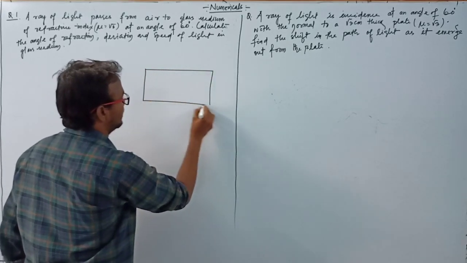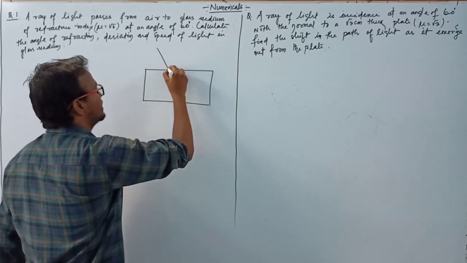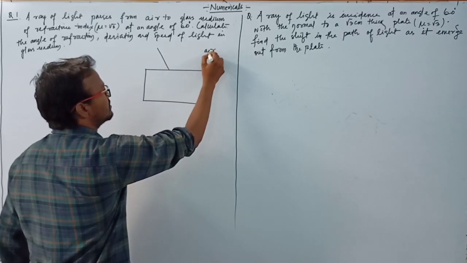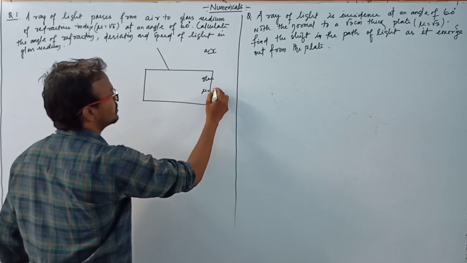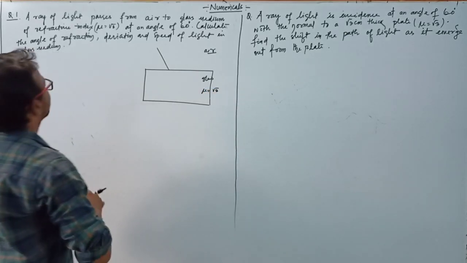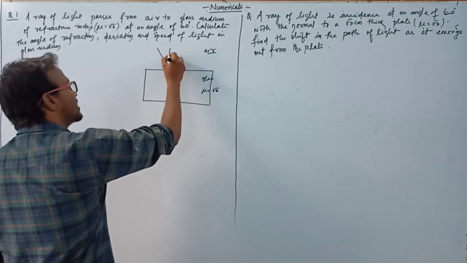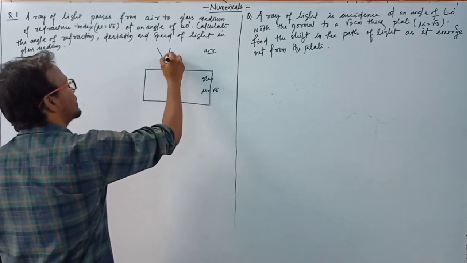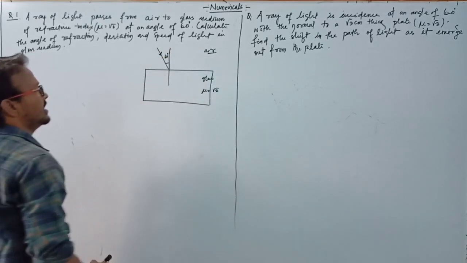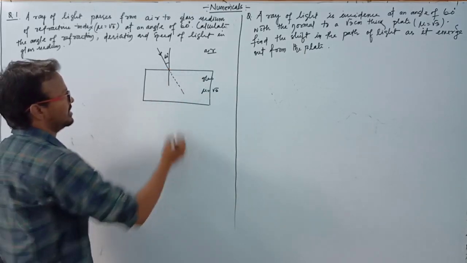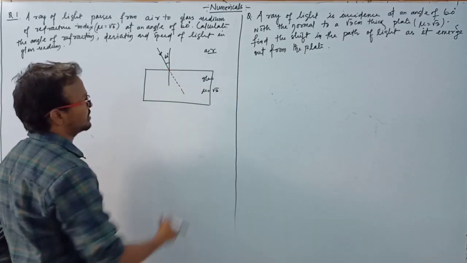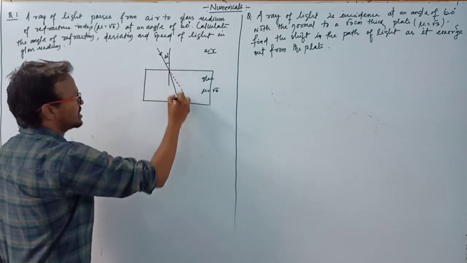then here a ray of light is incident in the air medium, and this is the glass medium of refractive index mu equal to root 3, and the ray is incident on the glass at an angle of 60 degrees, the incident ray, and this is the actual path or line of action of the incident ray. But when a ray of light travels from rarer to denser medium, it bends towards the normal.